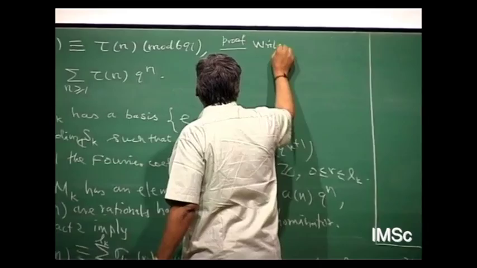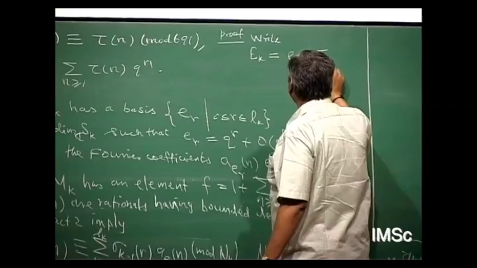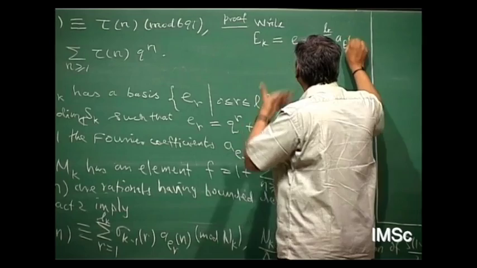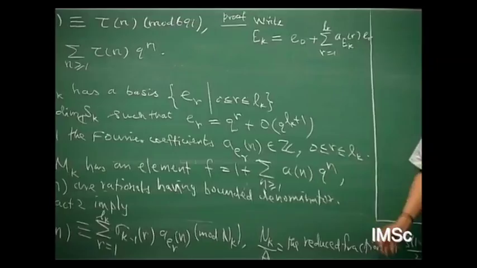This one is obvious. For the proof, write E_k in terms of the basis elements. The first Fourier coefficients of F and E_k are 1, therefore it is E_0 plus the rest of the Fourier coefficients a_{E_k}(r) E_r. Now note that if you compare the nth Fourier coefficient, these Fourier coefficients are integers. Now this and this have a common rational number, therefore that gives the congruence immediately. That's all.